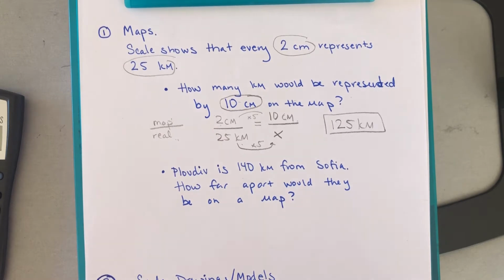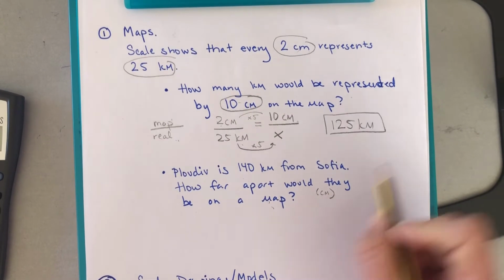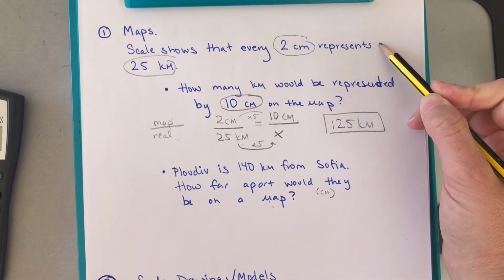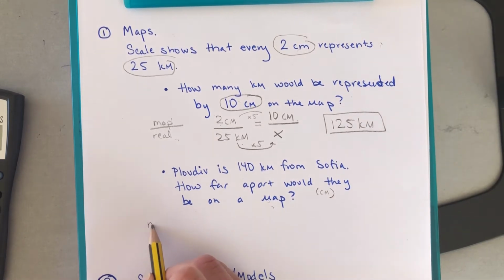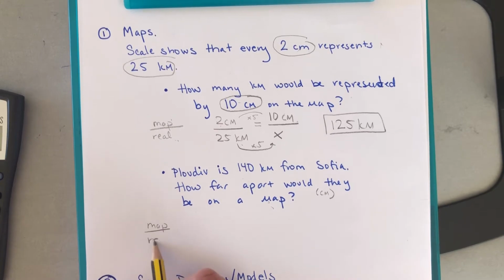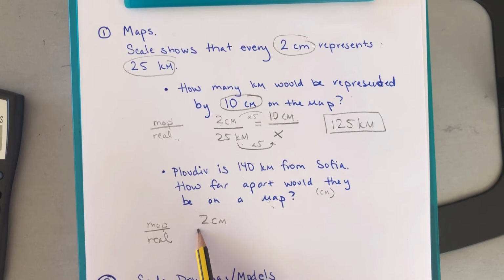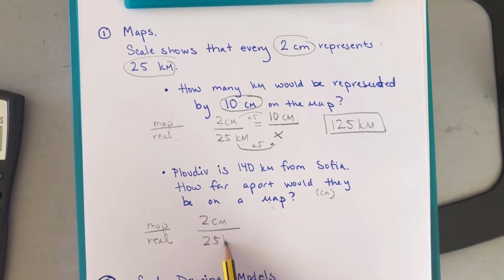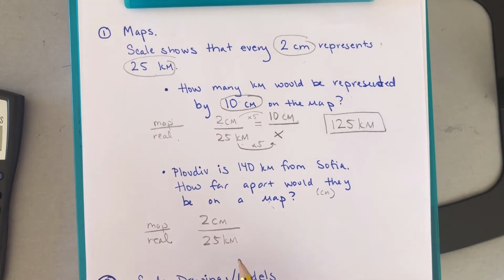Now the second question says, if Plovdiv is 140 kilometers from Sofia, how far apart would they be on a map? So we're in centimeters, so this question is asking how many centimeters apart would they be on a map with this scale. So similarly to what I did before, I'm going to set up a proportion. I'm choosing again to compare map distance to real distance, and I'm going to take my scale and make my first ratio. So your given scale should always be your first ratio.